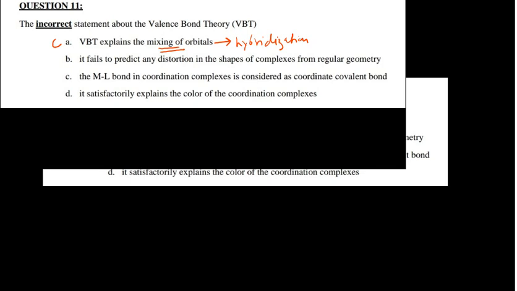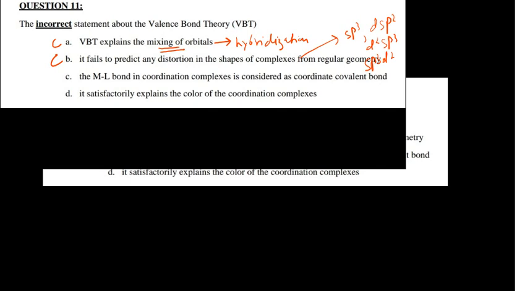It fails to predict any distortion in the shape of the complexes from the regular geometry. Okay, we are looking for the incorrect statement actually, right? It fails to predict any distortion. Yes, this is also correct, because VBT actually explains the geometry on the basis of the hybridization like sp3, dsp2, d2sp3 or sp3d2. So they give the regular geometries, but any kind of distortion it cannot predict. So it is also the correct one.